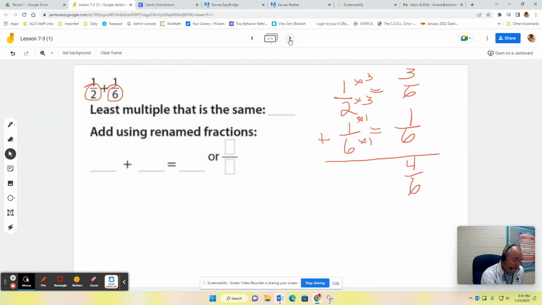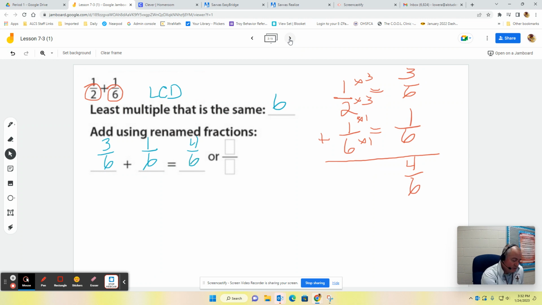So now I'm going to go over here to my board and I'm going to fill out all of this information. The least multiple that is the same, in other words, the LCD, lowest common denominator. Lowest common denominator is the lowest common multiple. We said was 6. Now I'm going to rewrite those fractions. So 1/2 becomes 3/6. 1/6 stays 1/6. And now I get 3/6 plus 1/6 we said was 4/6.